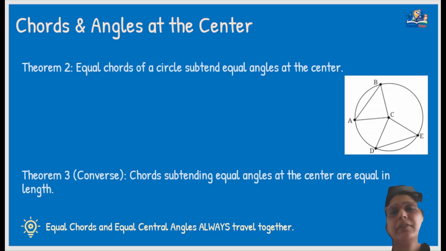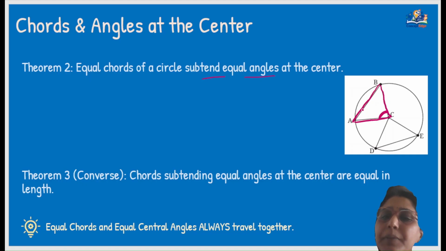Now, we start with our theorem 2. The theorem says that equal chords of a circle subtend equal angles at the center. First, let's understand what we mean by angle subtended at the center. This is chord AB. When I join it with the center, I get BC and AC, and this angle ACB which is formed here is called the angle subtended by the chord.